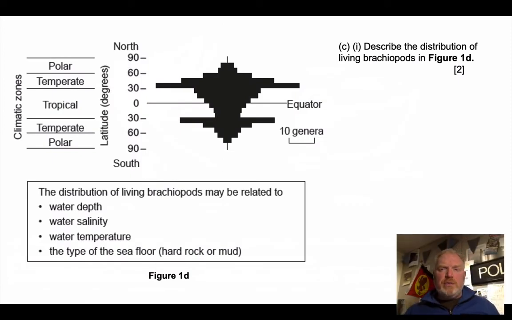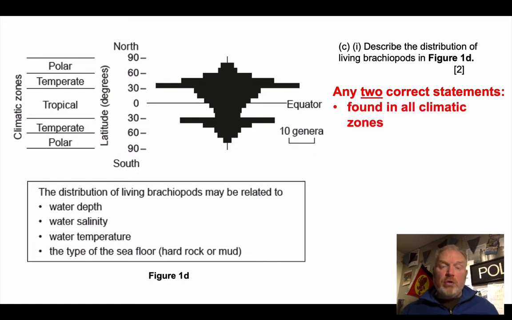If we look at the distribution of modern living brachiopods, it shows us really what controls their distribution. If we start by just describing what we see though, there's lots of different ways of picking up these marks. Any two of these will get you credit for these marks. The fact we find them in all climatic zones, from polar through temperate down to tropical. Perhaps we don't find them at the extreme poles, but they're there in northern latitudes. We do find more of them in the northern hemisphere.